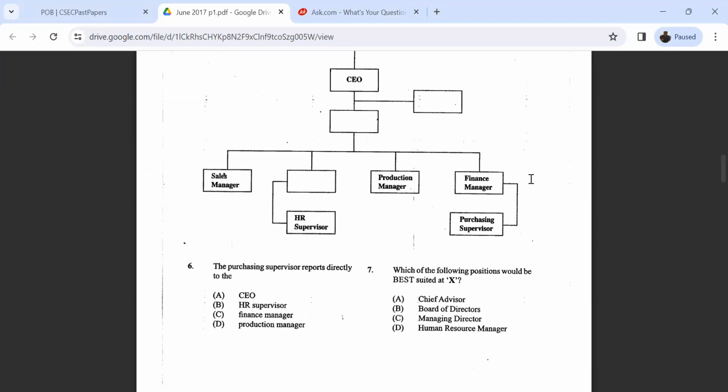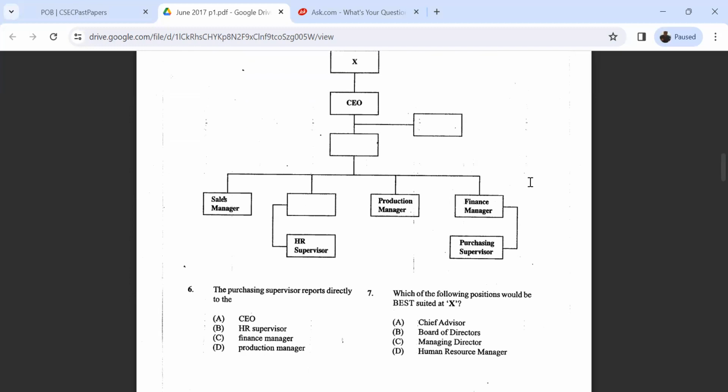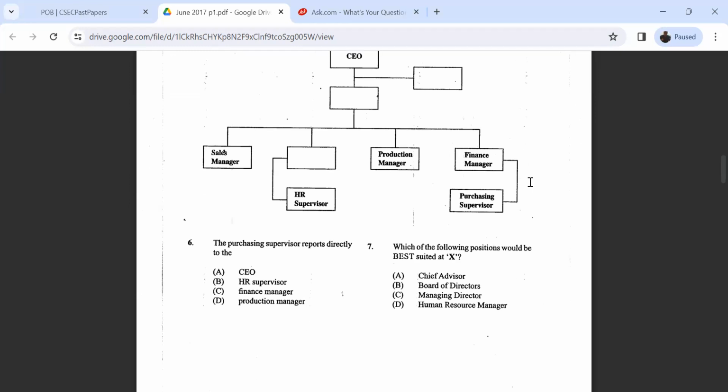All right. Number 7, which of the following positions would be best suited as X? So X is the person above CEO. So B. Board of Directors. The directors. Anybody else have any other ideas? Let me hear the answers. So if I was to put the chief advisor, the board of directors, and the managing director in order, who you all think would be in front? Chief advisor. The chief advisor.